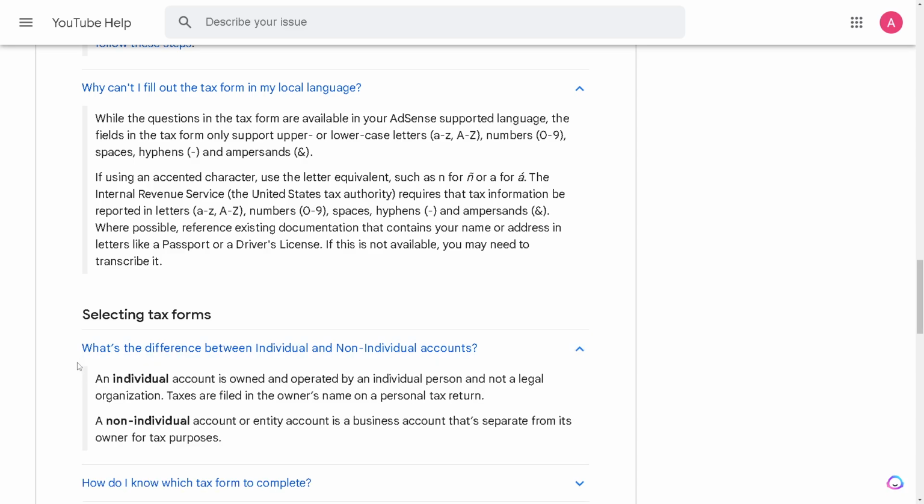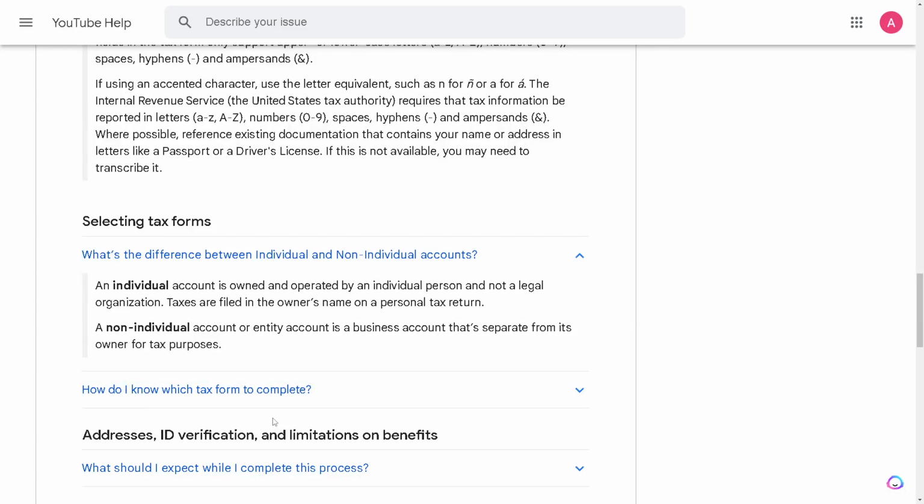Now, if you're wondering what's the difference between individual and non-individual accounts, basically an individual account is owned and operated by an individual person and not a legal organization. Taxes are filed in the owner's name on a personal tax return, while a non-individual account or entity account is a business account that is separate from its owner for tax purposes.